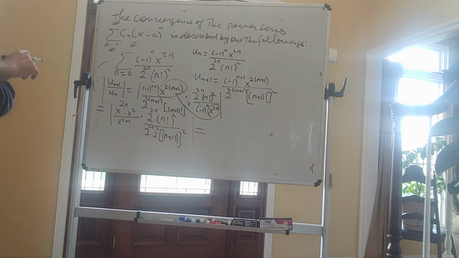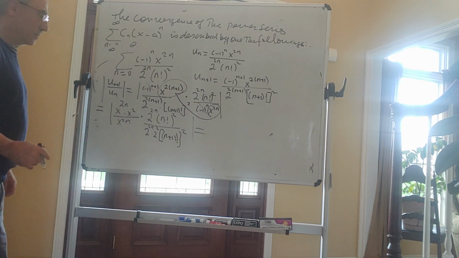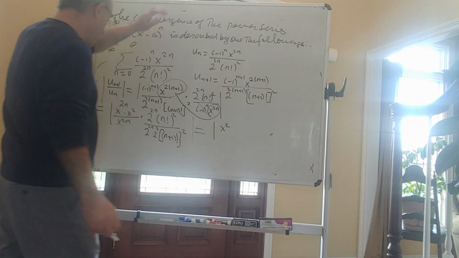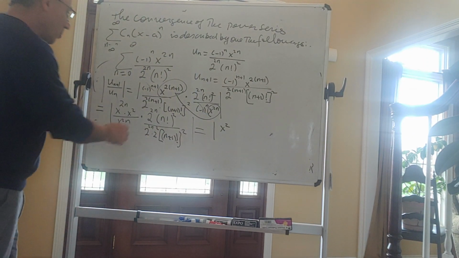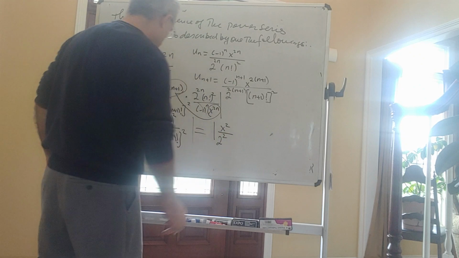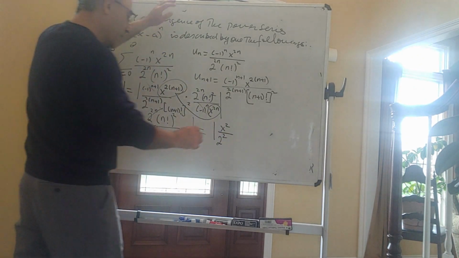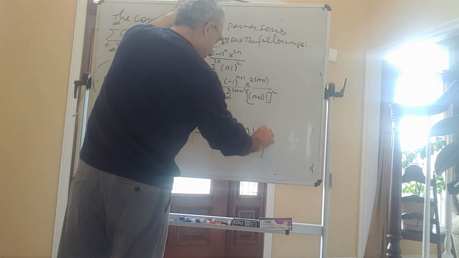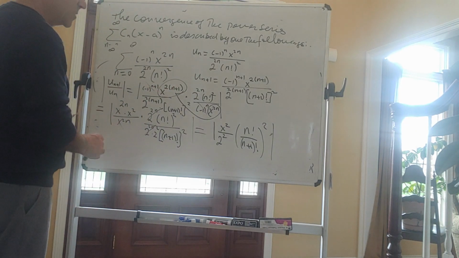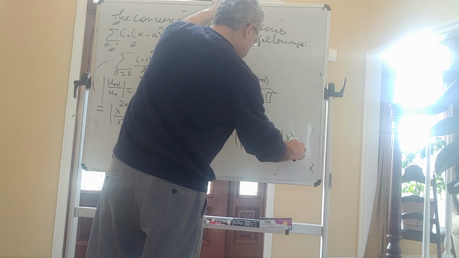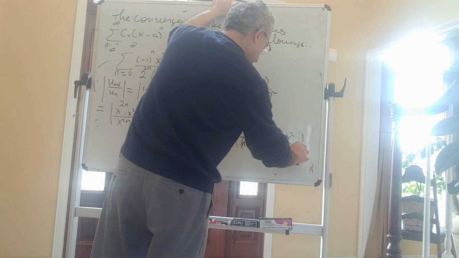You need to sit down with a piece of paper and work all the details out. So you will see this over this go away, and I'm going to have x squared. Now this one with this one goes away, over 2 to the power 2, and n factorial over n plus 1 factorial squared. And we already know what this is. So this is going to be x squared over 4 times 1 over n plus 1 squared.